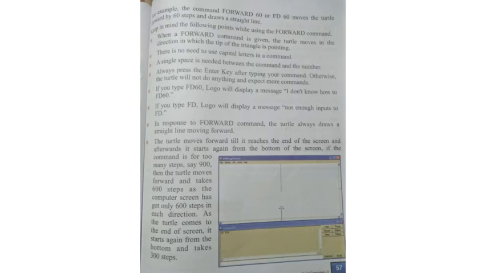Whenever you give the forward command, the turtle will move straight. The turtle moves forward until it reaches the end of the screen, and afterward it starts again from the bottom of the screen. If the command is for too many steps, say 900, then the turtle moves forward and takes 600 steps as the computer screen has got one. It will go in any direction, whatever command you give according to your understanding.